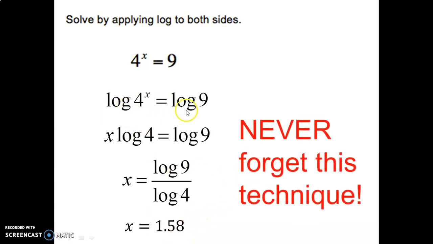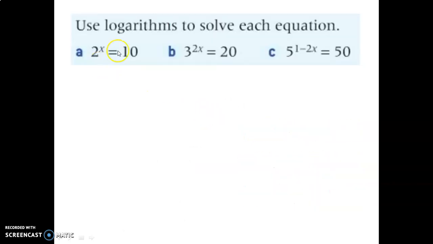The idea of applying log on both sides is the standard technique for solving for an exponent that is a variable. All right, so apply log on both sides. And we're going to do some problems in this lesson on that. They will get a little tougher than this, but let's keep going. So how about this first one here? Use the technique we just looked at to solve this one.